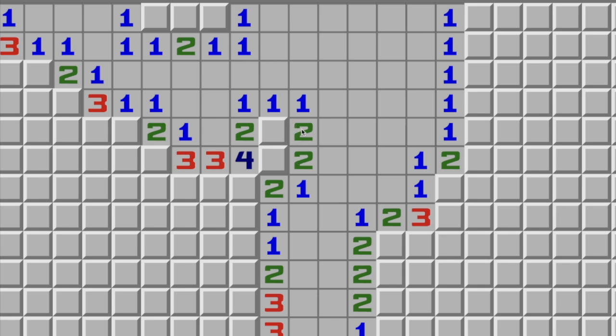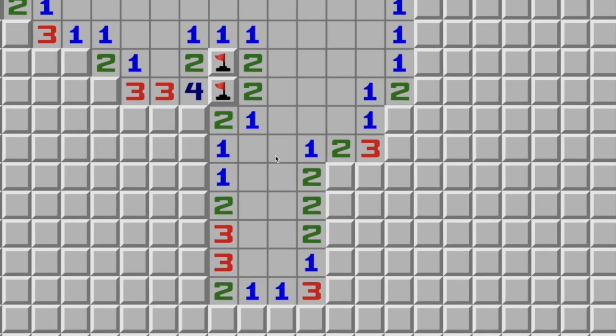Now, similar to that 1 pattern we just covered, 2s have a similar pattern. If we look at this 2 right here, we know that of its 8 surrounding tiles, 2 of them must be mines. But as you can see, there are only these 2 tiles in its 8 tile vicinity. So we know that we can just mark them off like so. We have a similar situation down here. If we look at this 2, we know there must be 2 of its surrounding 8, but it's only touching these 2, so we can immediately deduce that they're mines. And this 2 right here, same exact thing.